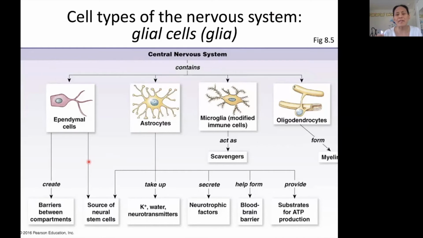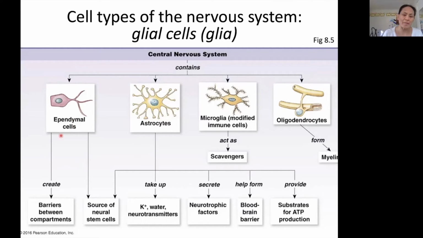Historically, we thought of glial cells as kind of a sidekick cell type in the nervous system. We thought that they were mainly just there for structural support, but it's becoming more and more apparent that they have very interesting and very important roles in nervous system function. So here are some of the functions of glial cells.